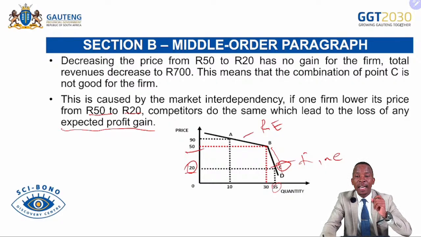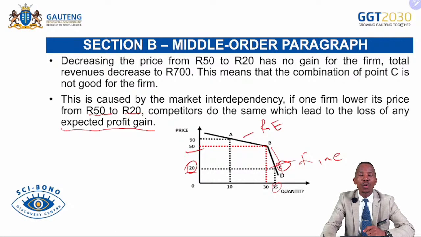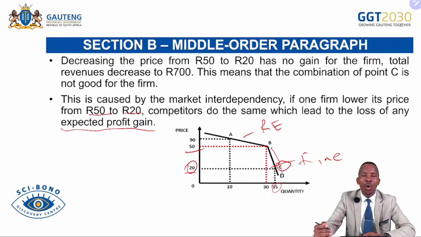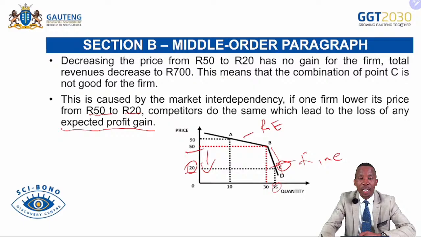Therefore, they sometimes opt to apply what we call implicit collusion, hidden collusion or tacit collusion, by copying the idea or strategy that is profitable or that will compromise their profit. So other firms will be lowering their prices too, from 50 rand to 20 rand, which will lead to any expected gain by this particular firm that lowered the price initially to be lost immediately.